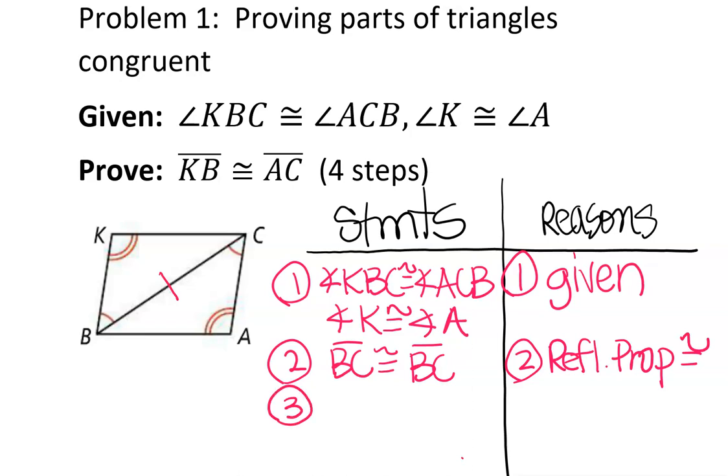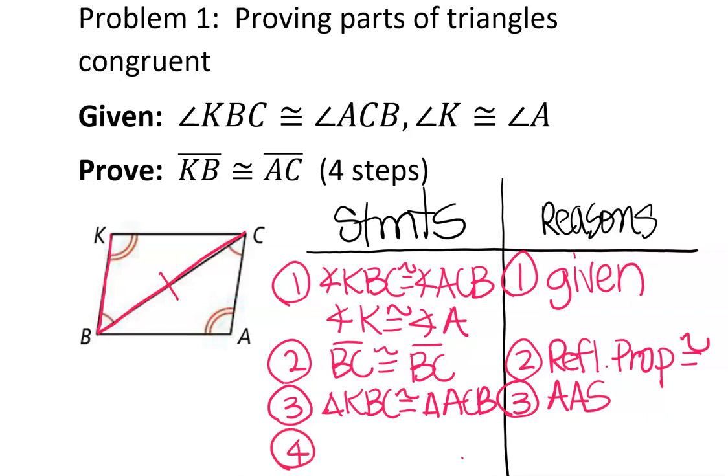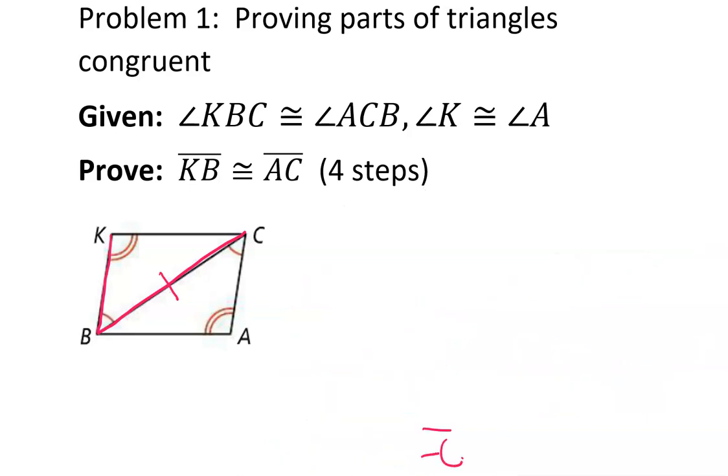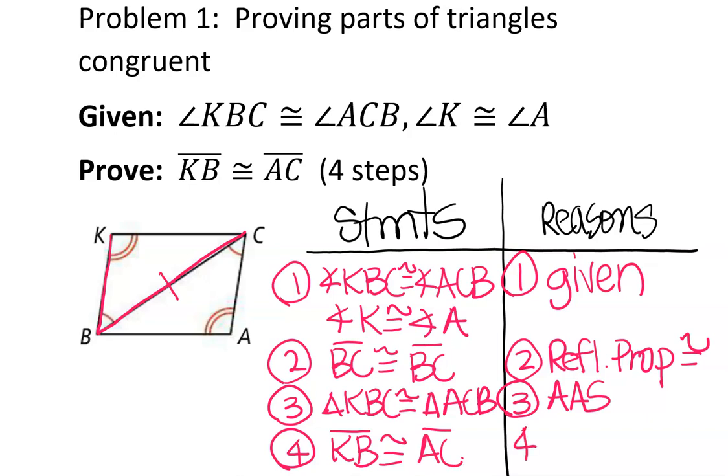Now that we know that, the triangles are congruent. Triangle KBC congruent to triangle ACB, and it's angle, angle, side. Since we have an angle, another angle, and a side, and the same in the other one. Once we know that the triangles are congruent, everything about them is congruent, so we can pick basically any other part and say that it's congruent to its corresponding part. And so the last reason, CPCTC.